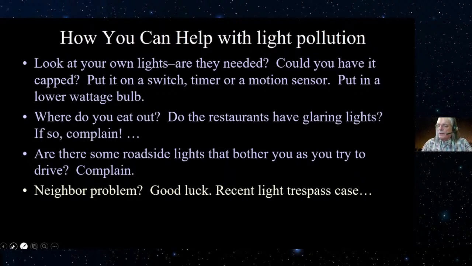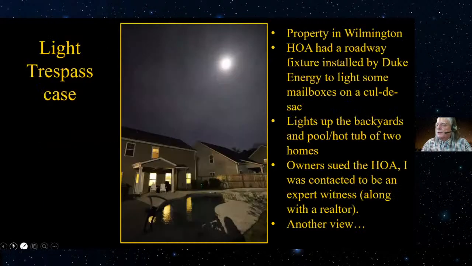I was involved in a neighbor problem that came to legal means. In that case, I was brought in as expert witness, in this case by the plaintiff's attorney. His properties are in suburban Wilmington, North Carolina. The homeowners association had Duke put in a light to light up some mailboxes, but they overdid it. This is the moon. The moon is contributing none of the light on the facades of these buildings. I'll show another view in a moment.